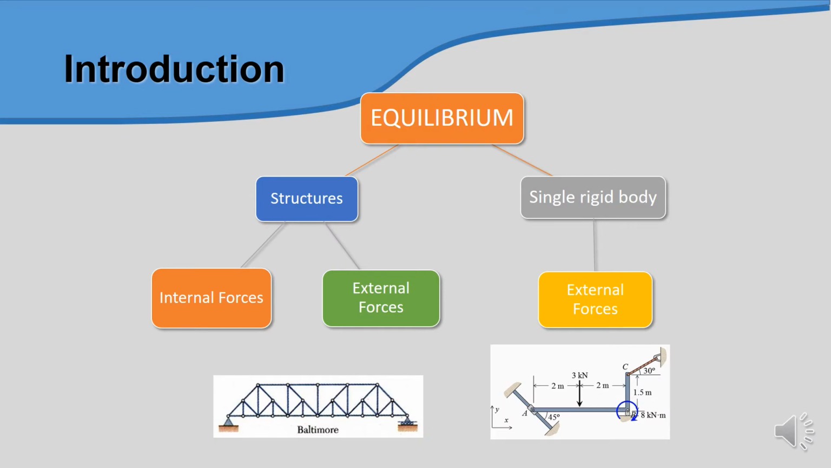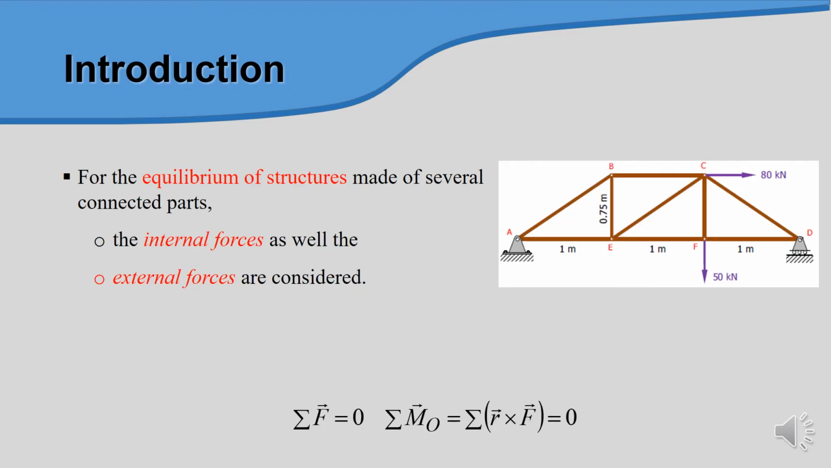Okay, for the introduction, the equilibrium can be divided into two parts. The first part is structure, and the second part is a single rigid body. For the structure, we will look at the internal forces. Both of these things we can analyze by using different methods. And for a single rigid body, we have external forces, which is something like this. Please look at this diagram.